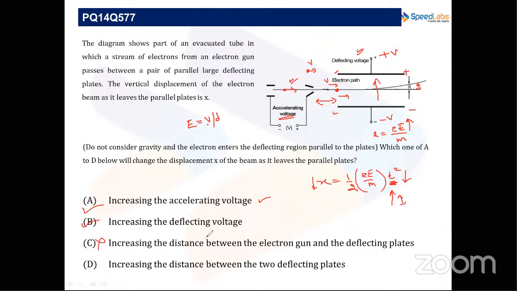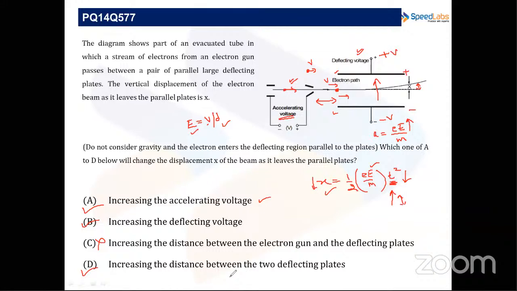It won't change x. Next is option D, increasing the distance between the two deflecting plates. So if you just increase this distance, keeping the deflecting voltage the same, changing the distance will change the electric field, and changing the electric field will change x. Is that clear? So options A, B and D are correct.